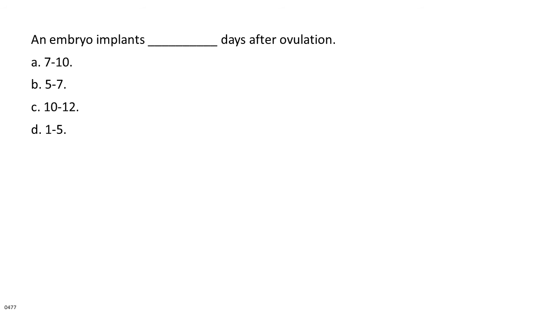An embryo implants how many days after ovulation? A. 7 to 10. B. 5 to 7. C. 10 to 12. D. 1 to 5.